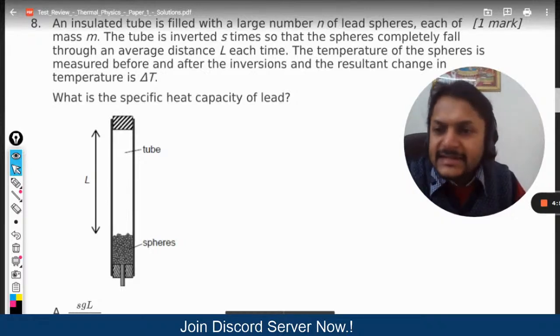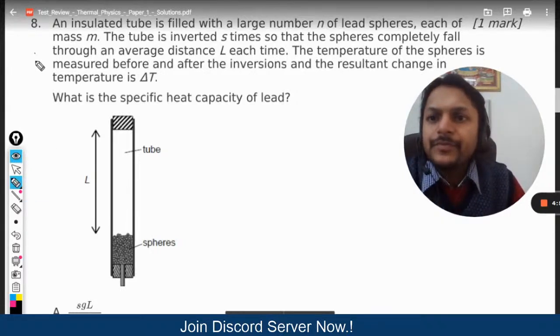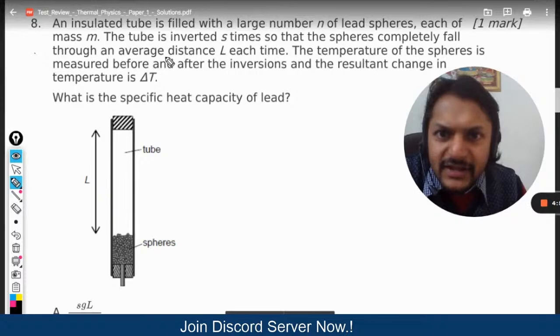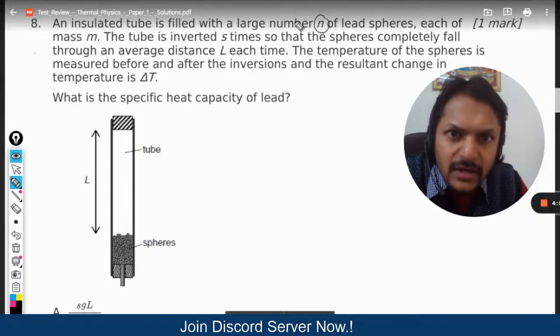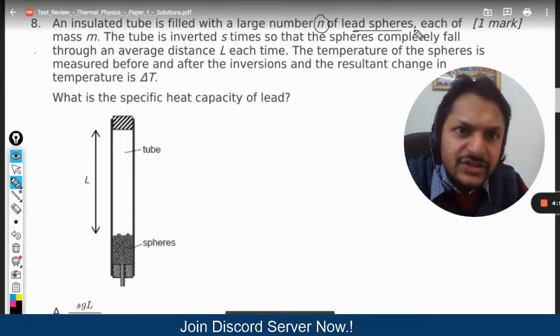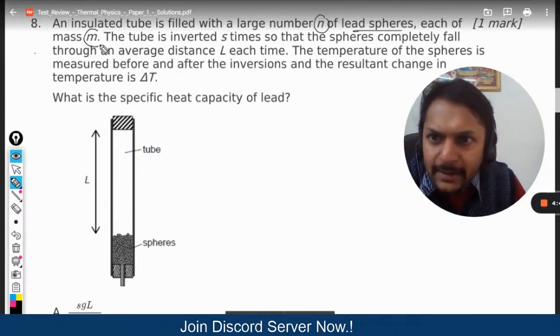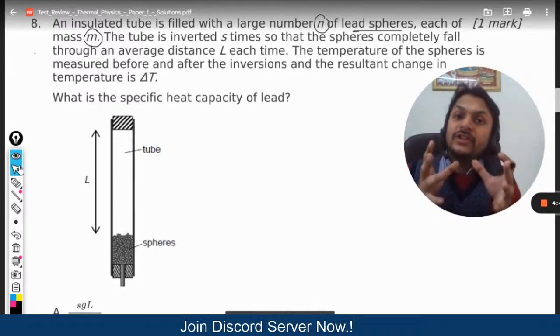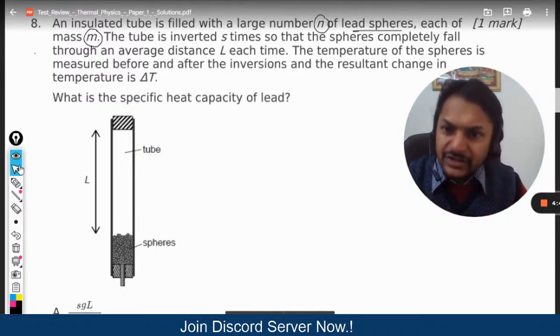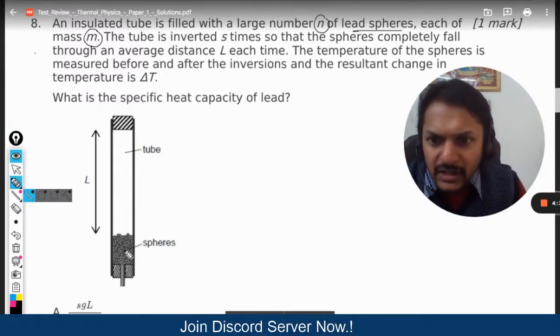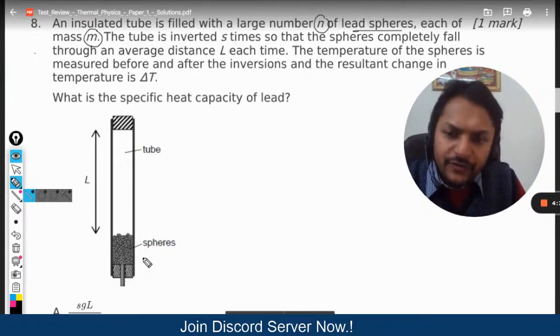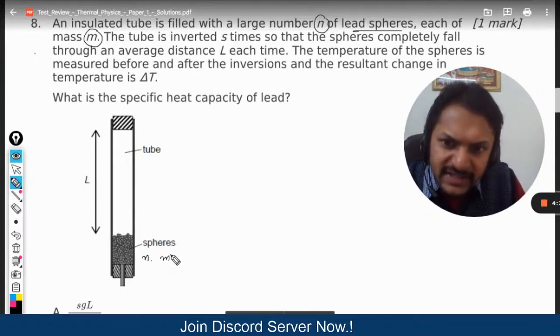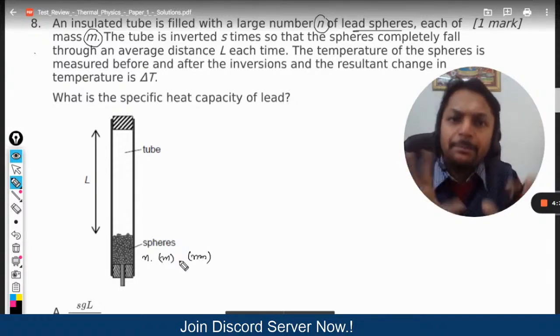Okay, dear students, let us see how we are going to do this question. An insulated tube is filled with a large number n of lead spheres, each of mass m. This is a tube, and there are so many lead spheres packed there, n number of spheres, and m is the individual mass. So the total mass can be taken as n multiplied by m.